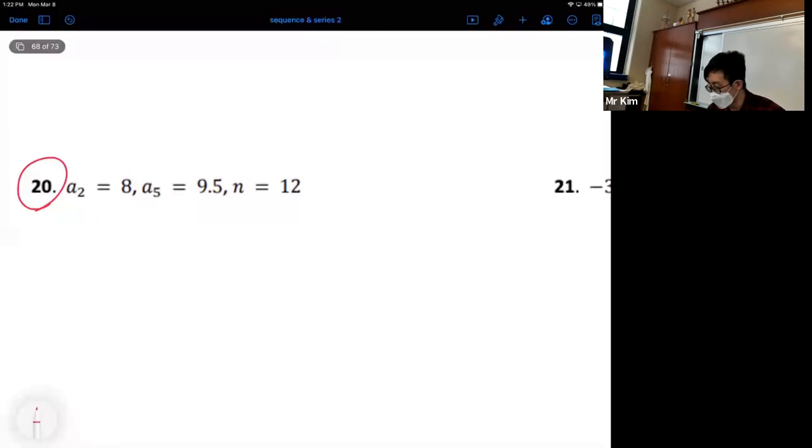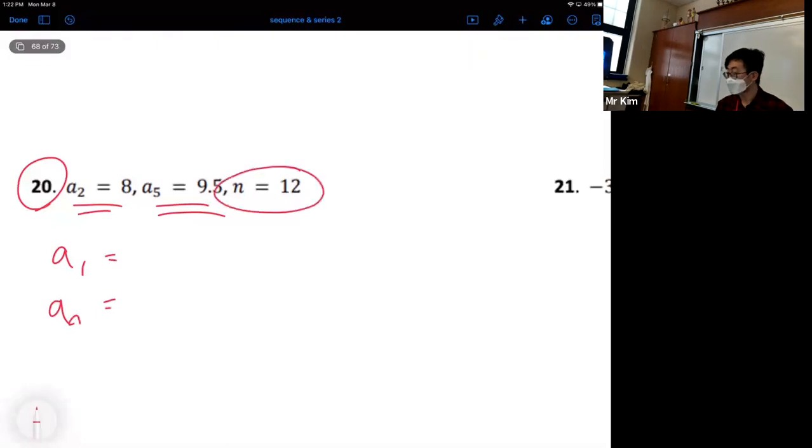I give you the second term in the sequence, and I give you the fifth term. A little more interesting than before, because now what do you need to solve for? I need to solve for both a sub n and a sub 1. But I do provide you with n equal to 12. So that's good. Remember, we're just strictly talking about arithmetic right now. Don't even think about it being geometric.